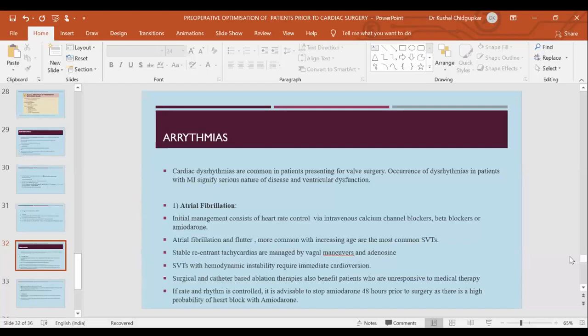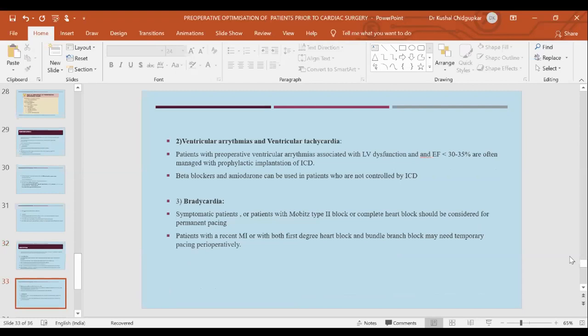The next set of arrhythmias is ventricular arrhythmias and ventricular tachycardia. If the patient is presenting with these arrhythmias, especially if it is a ventricular arrhythmia associated with LV dysfunction and ejection fraction less than 30 to 35%, they can be managed with prophylactic implantation of an implantable cardioverter defibrillator, or else beta blockers and amiodarone can also be used in patients who are not controlled. This is slightly out of our today's discussion, but never mind. You have given some more information.